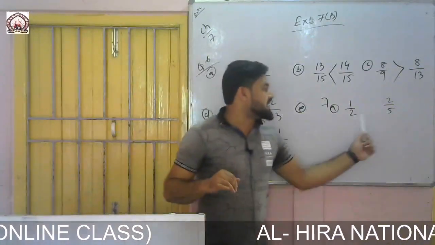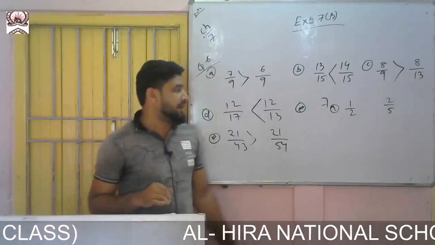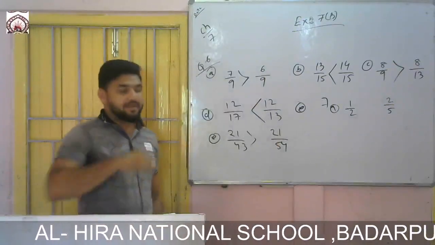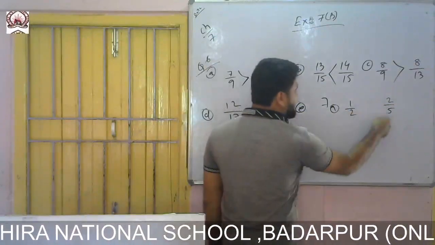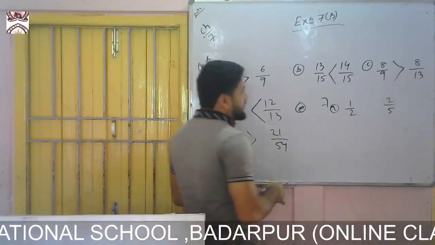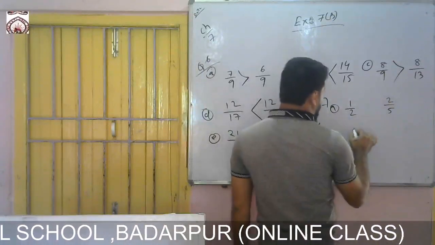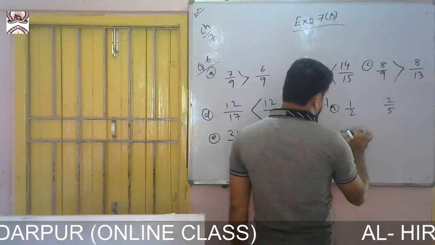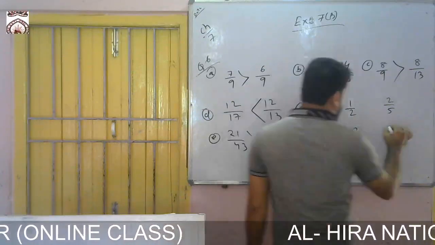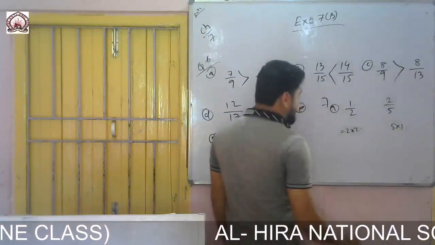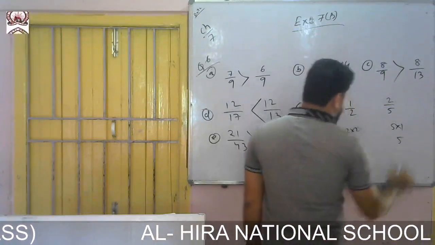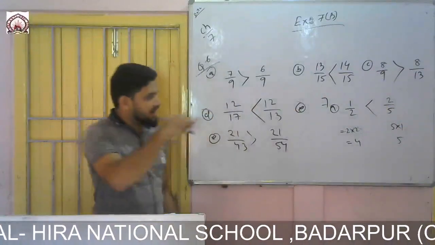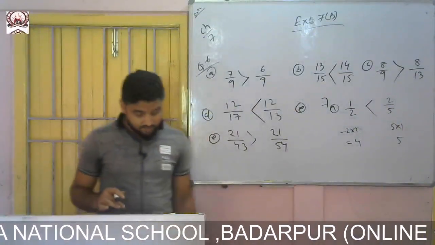Since the denominators are not equal and the numerators also are not equal, then you cross multiply. Multiply this one and this one, this one and this one. Then you will get which one is greater. So 2 into 2 is 4, and 5 into 1 is 5. Which one is greater? 5. So this one is less: 1 by 2 is less than 2 by 5.